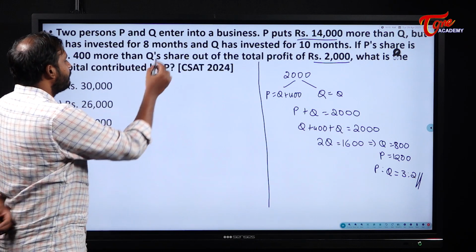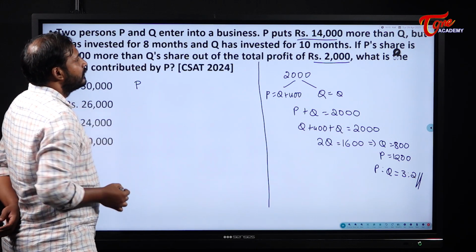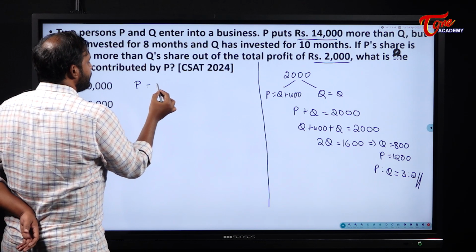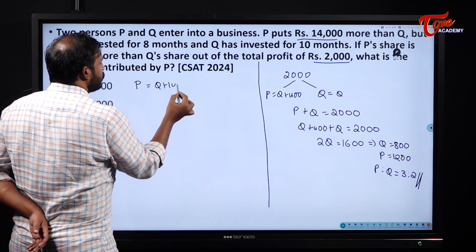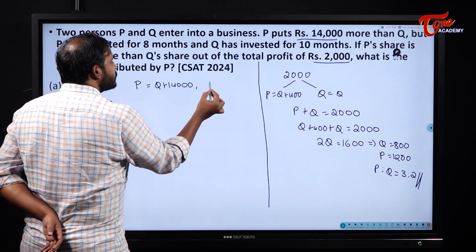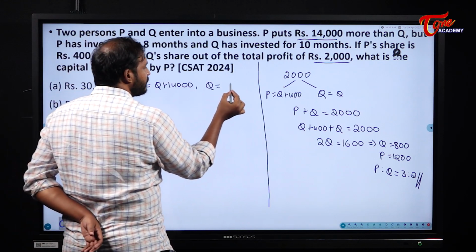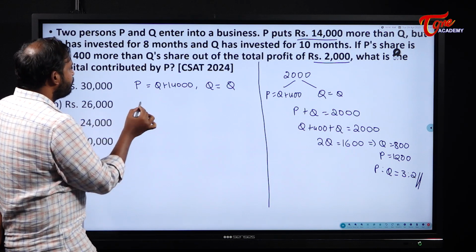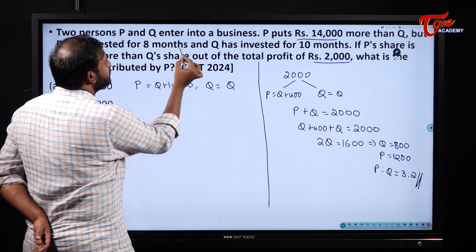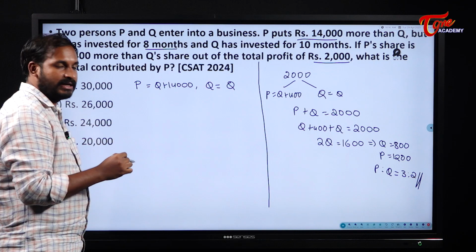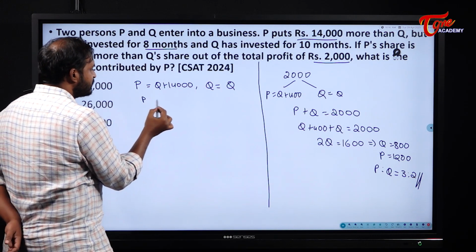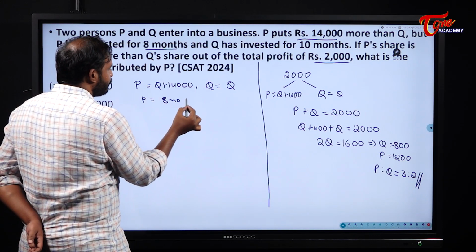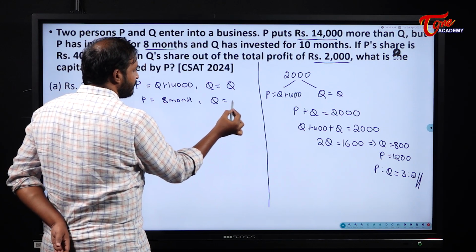Now come to P's investment. P's investment is 14,000 more than Q, so Q plus 14,000. Q's investment is some Q only. We don't know what it is, so we will take Q. But when it comes to P, P invested for how many months? 8 months, and Q invested for how many months? 10 months.